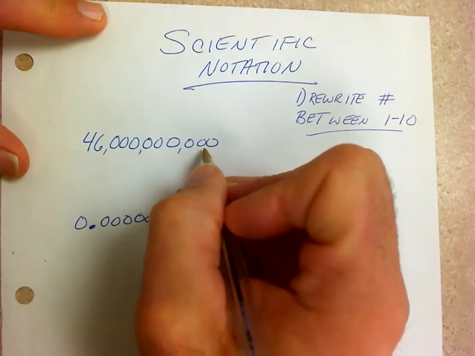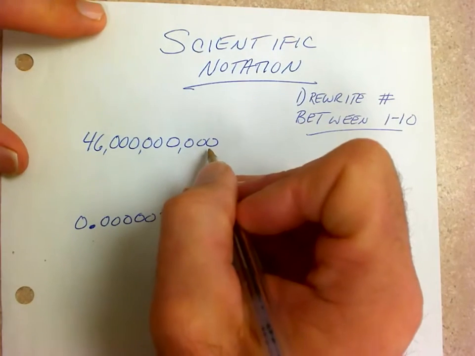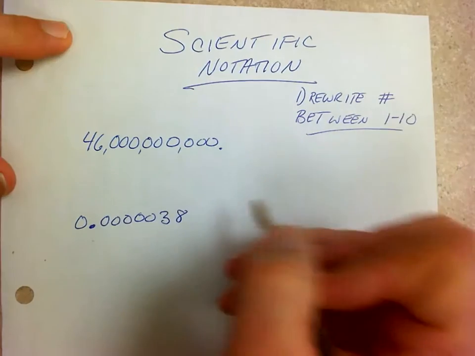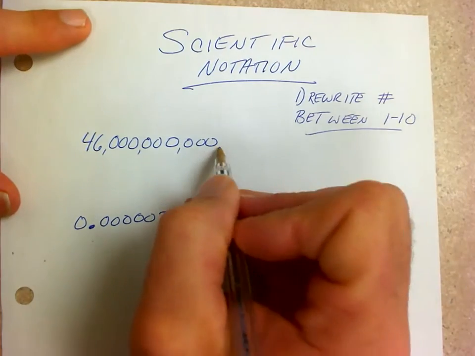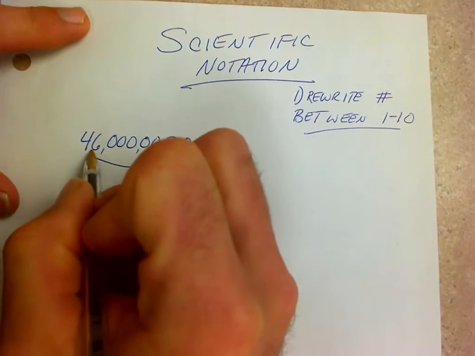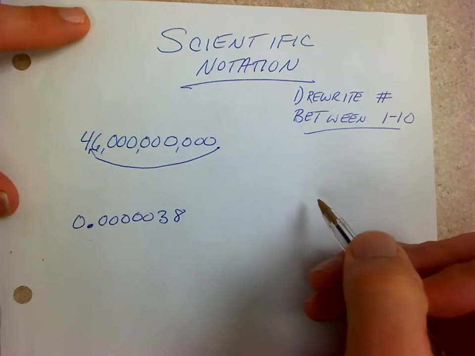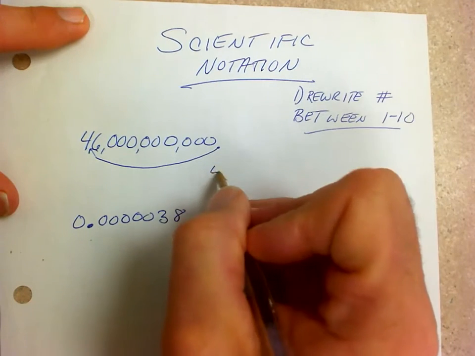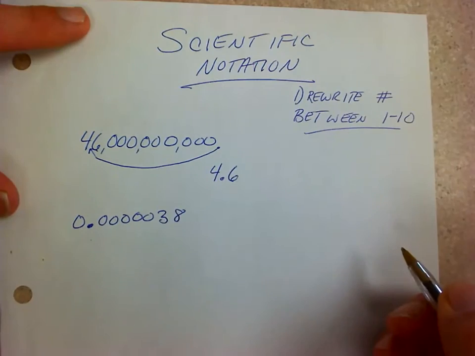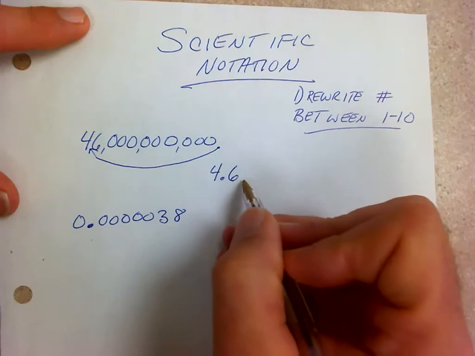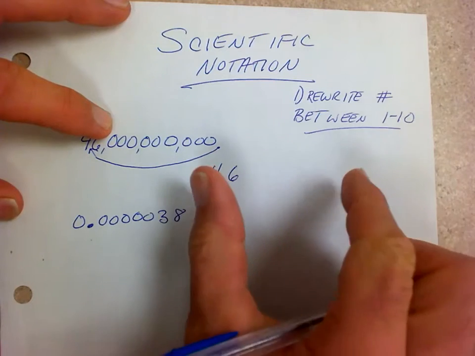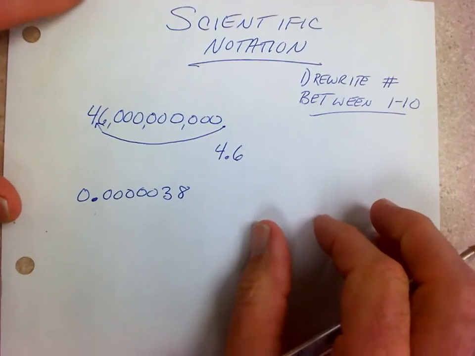So if I want to rewrite 46 billion so that it is between 1 and 10, all right, that means my decimal point has to move all the way up here in between those two terms. So that would be a 4.6. Notice all the zeros are now after the decimal point, not necessary. So it's going to allow us to shorten this value up.